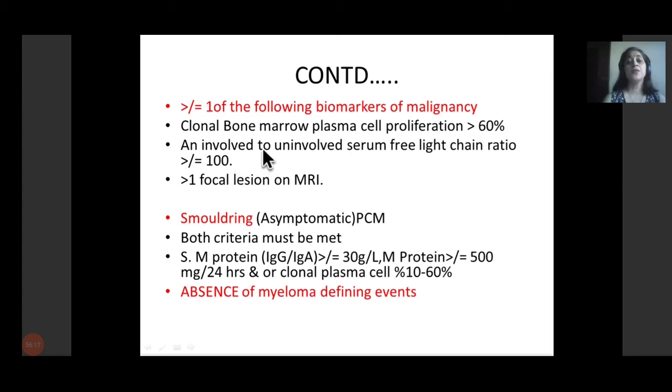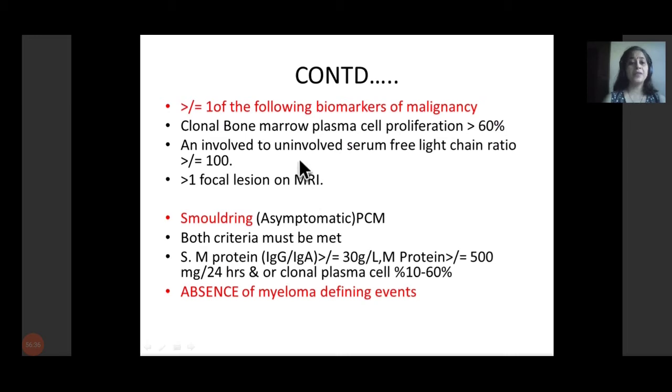That means we have got the kappa and the lambda light chains, and if the kappa is more than the lambda and the ratio is more than 100, it is considered to be abnormal. Then the clonal bone marrow plasma cell proliferation, which is more than 60%, the one single marker is more than enough. And if we have got more than one focal lesion in MRI, again it is very, very important.